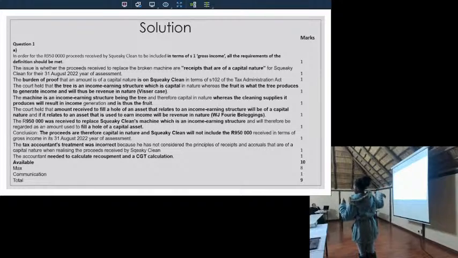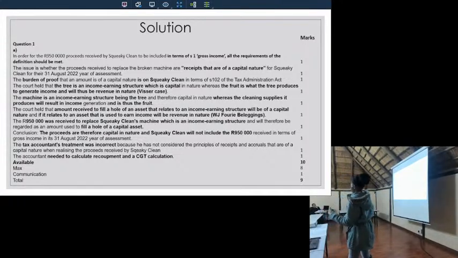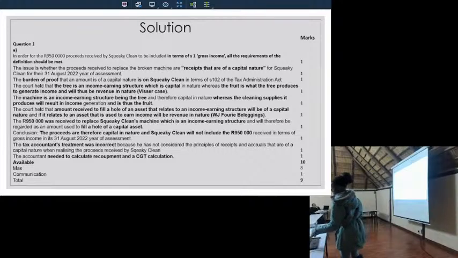And SARS doesn't like that. They want you to include 100%. So you must prove why that amount is capital in nature, because you don't include 100% of it in your taxable income. Are we good? You can go to section 102 of the Tax Administration Act to see it. Alright? Cool. You get a mark for telling me the burden of proof, because you correctly told me that it's not SARS, it's the taxpayer.